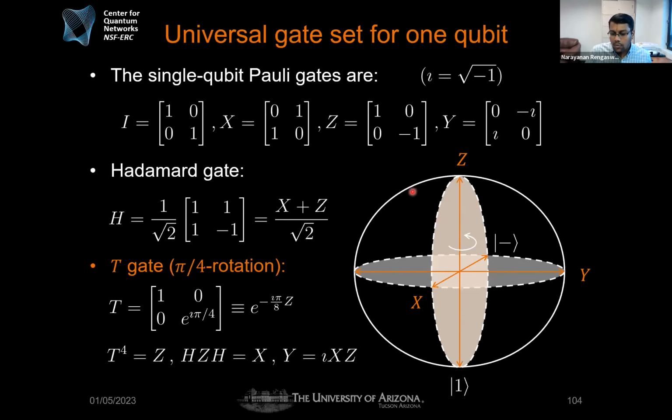So just to reiterate, when you think of this as pure states on the sphere, it's not a proper coordinate system. But if you go to the density matrix description and interpret X, Z, and Y as Pauli matrices, then it is a proper coordinate system.